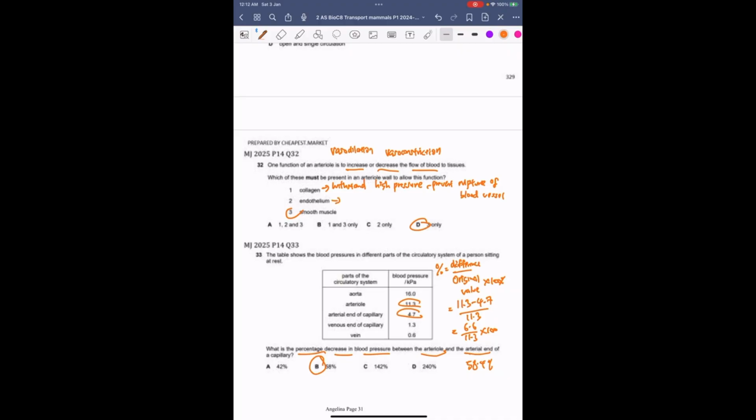So endotheliums, they will just form the basement membrane of the blood capillary. Okay, they will just form the wall. They're just lining up on the wall of the blood vessel. So no matter it's the arteries, vein or capillary, they will have these endotheliums.